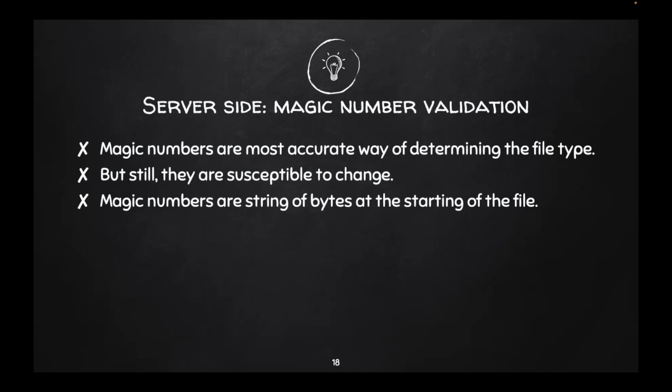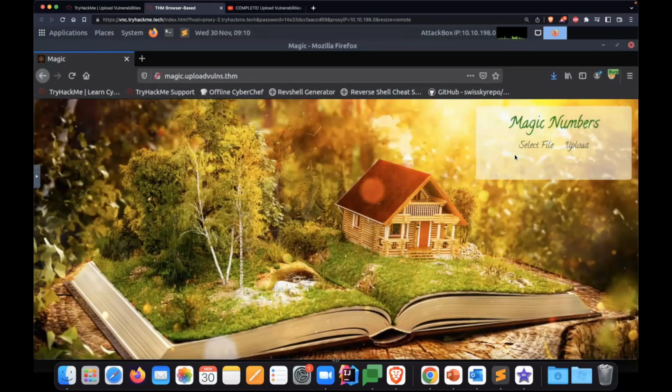That's why we can use this magic number combination, because based on the magic number they will be able to determine the file type. And what are magic numbers? Magic numbers are basically a string of bytes present at the start of the file. So let's see how we can modify the magic number and how we can try to upload this malicious file. Okay, so here we are.